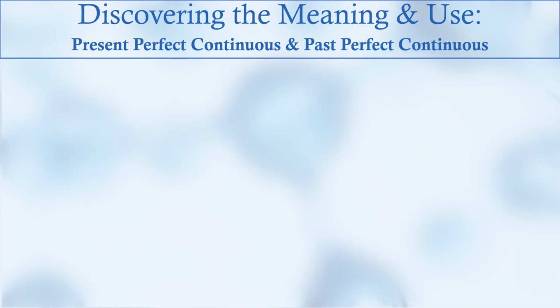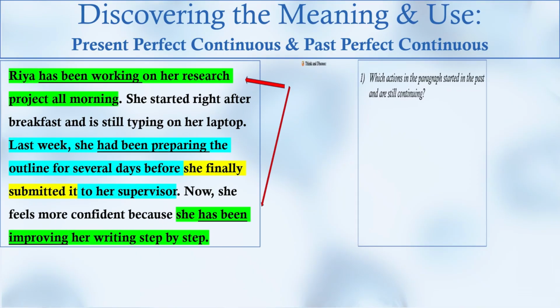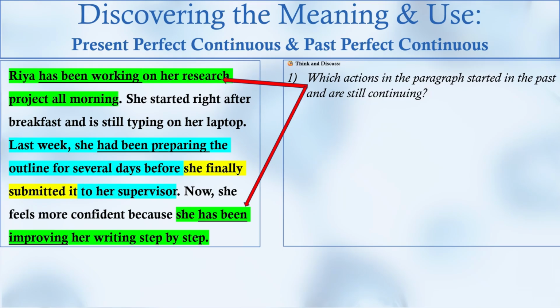Let's look back at the paragraph and answer these questions together. For the first question, look at these sentences. Ria has been working on her research project all morning, and she has been improving her writing step by step. Both actions started earlier and are still happening now, or have just recently finished. They describe ongoing activities that connect the past to the present. This is the present perfect continuous tense.